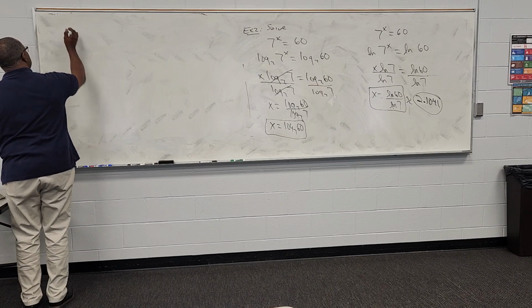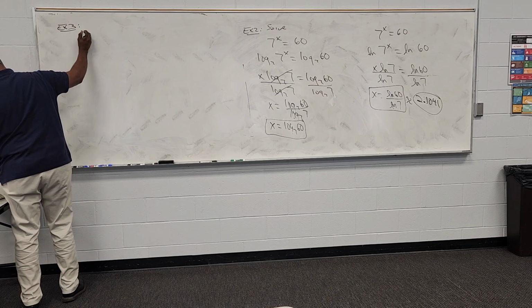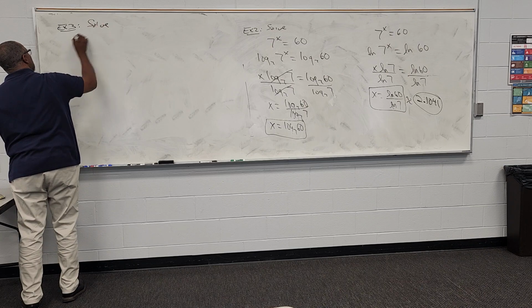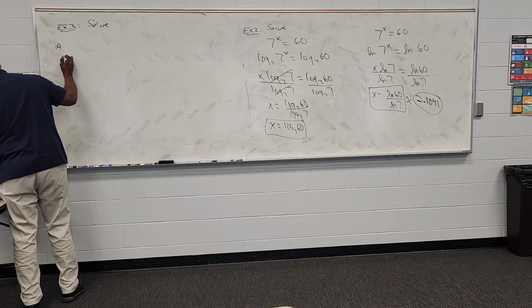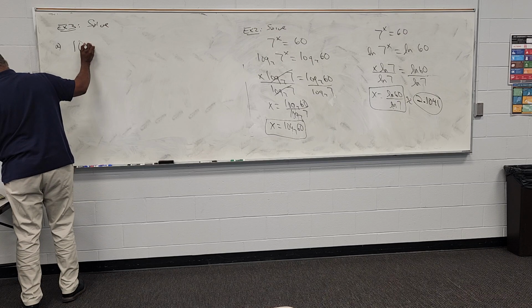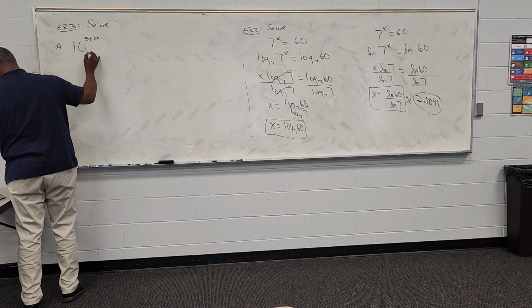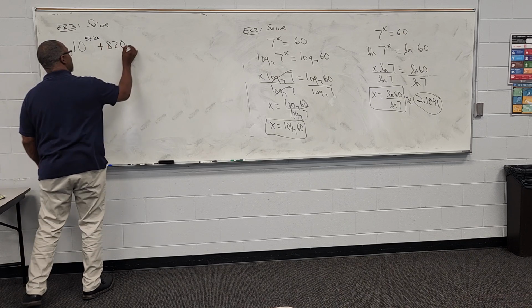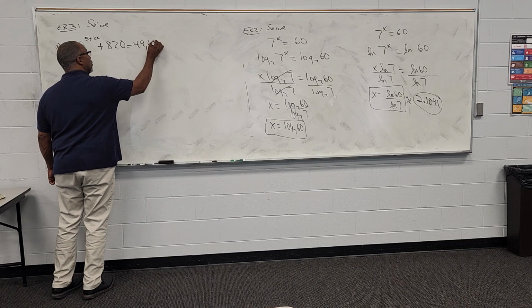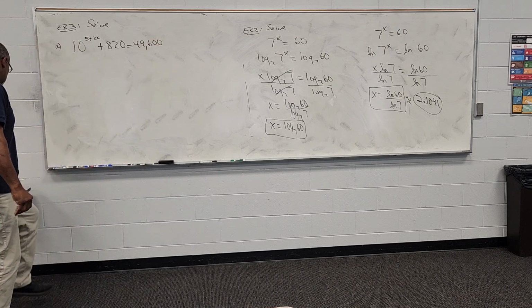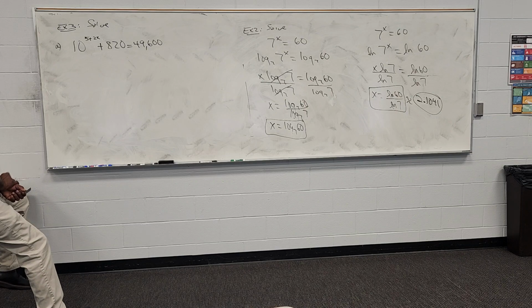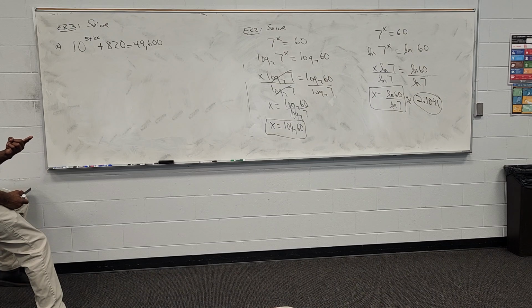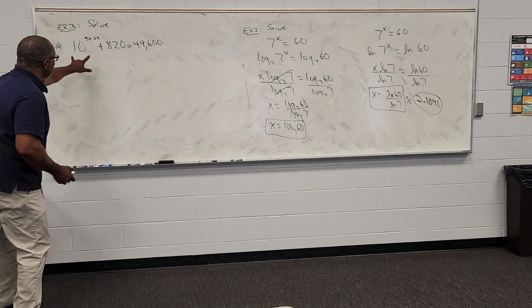Let's do example 3. I'm just going to say solve. We know how to do it now. So A says 10 to the 5 plus 2x power plus 820 equals 49,600. Well, that's step 1 of the process I just erased, which said isolate the exponential term. So I'm going to get this thing by itself first.